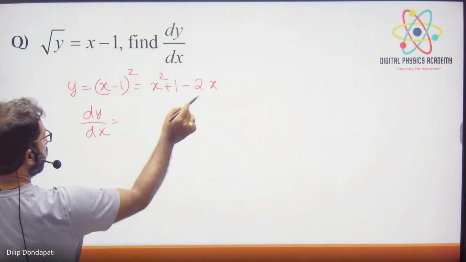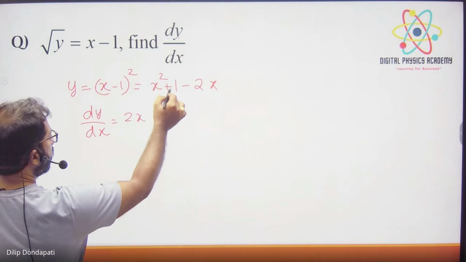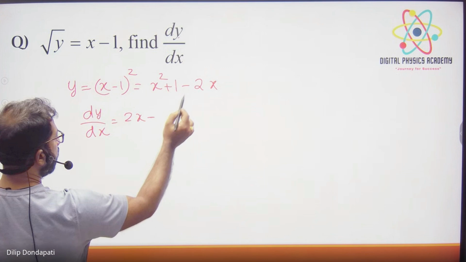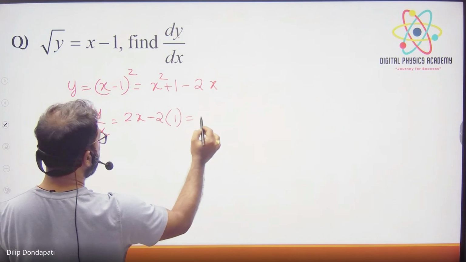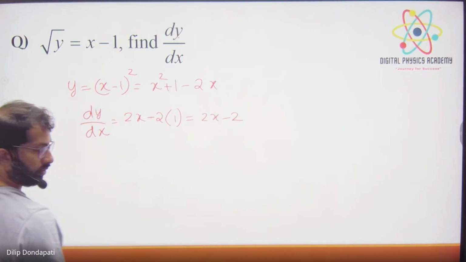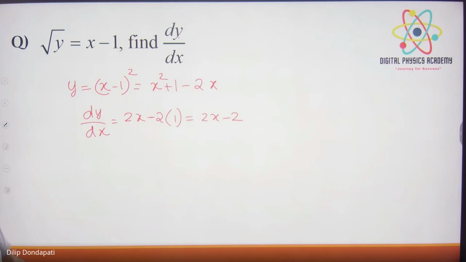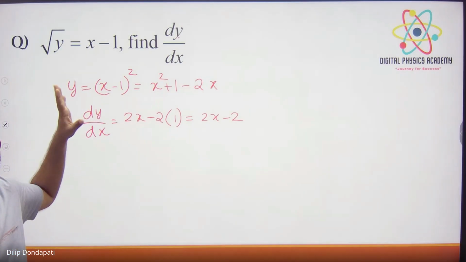Each and every term we differentiate. So the differentiation of 1 is 0, minus 2 will be coming outside. The differentiation of x is 1. So the answer is 2x minus 2. Understood? It is the differentiation of y, not the differentiation of root y.